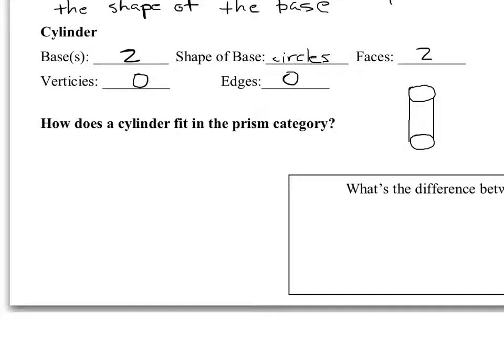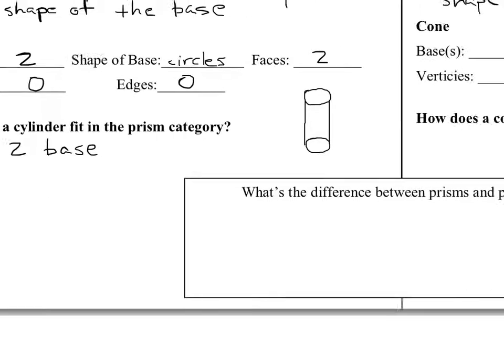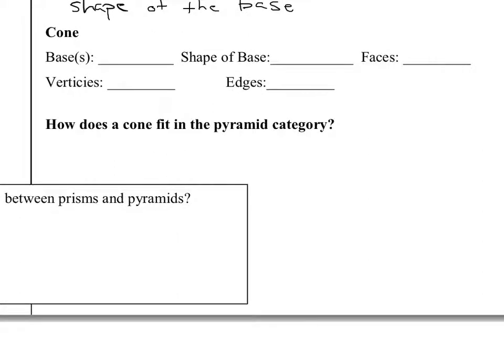All right. How does a cylinder kind of fit into the prism category? Elmer? 2 bases. Now, what separates it and the reason why it doesn't have a prism name is that it doesn't have rectangles connecting those bases. Okay? That's why it has its own name. It's because there's not rectangles connecting those bases. If you unwrap... Later.